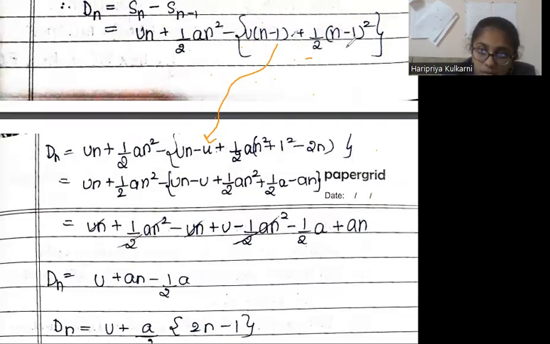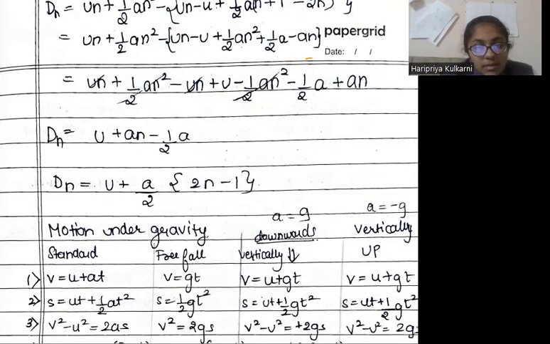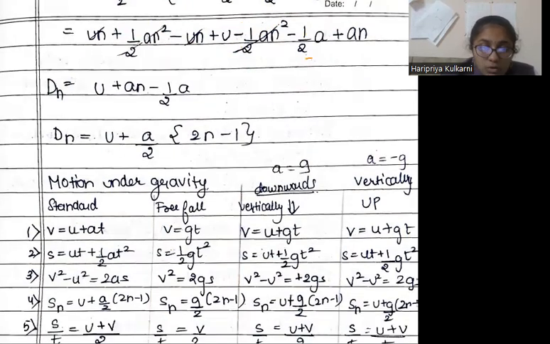Now, half a into n minus 1 whole square I'll do, a square plus b square minus 2ab. Okay, so outside I'm having half a, right? So again, what I'll get here, this half a, I'll multiply it with this one, right? So what I'll get, un plus half an square minus un, okay, substituting minus inside. So minus un, minus minus plus, plus u, plus minus, again, minus half an square, minus half a plus an. So I'll cut off un, plus un, minus un, plus half an square minus half an square. So my final answer for dn, that is distance traveled in a particular nth second, is u plus an minus half an, that is u plus a by 2 into 2n minus 1.